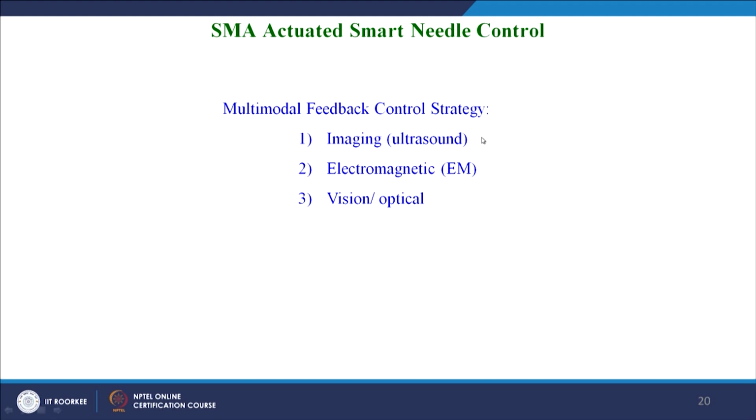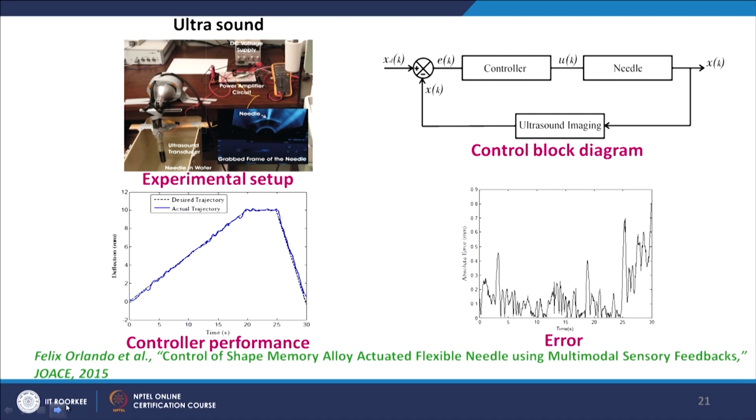3 feedback modalities. One is imaging feedback through the ultrasound feedback modality. Another one is the electromagnetic sensor modality. The other one is the vision feedback modality. Now, we see here the results, the controller performance in tracking a given desired trajectory, which is increasing the length, stay there, then come back.